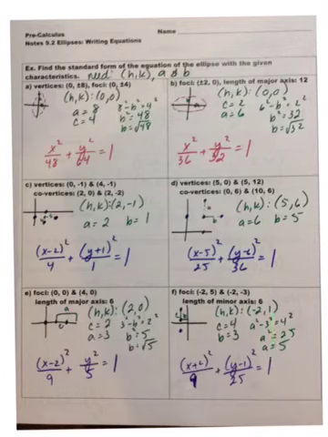So using our center, x plus 2 squared, y minus 1 squared. The ellipse is going up and down, so the larger number goes under the y, 5 squared is 25. The smaller number goes under the x, 3 squared is 9. And that finishes up writing equations of ellipses. Only one left, hyperbolas. We are almost done with conics.